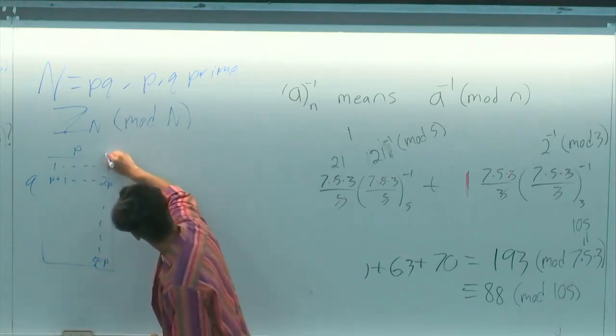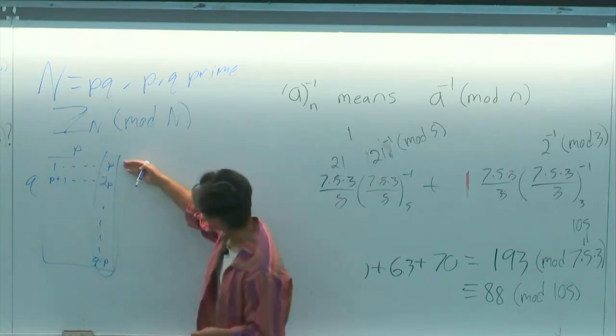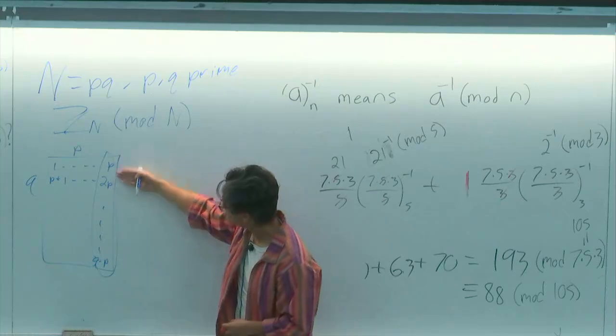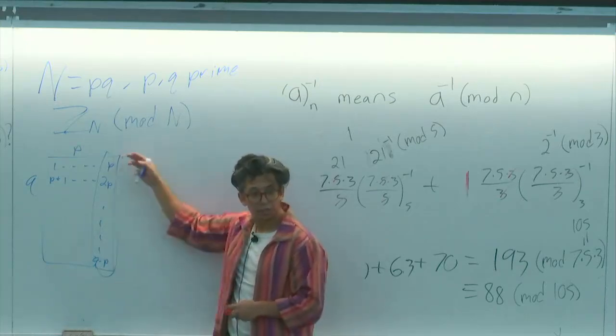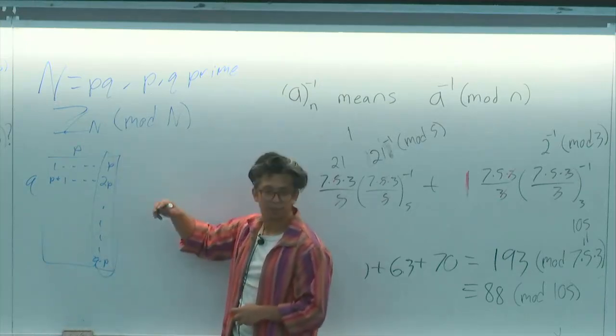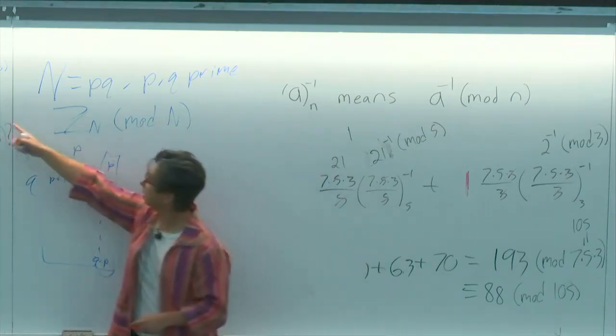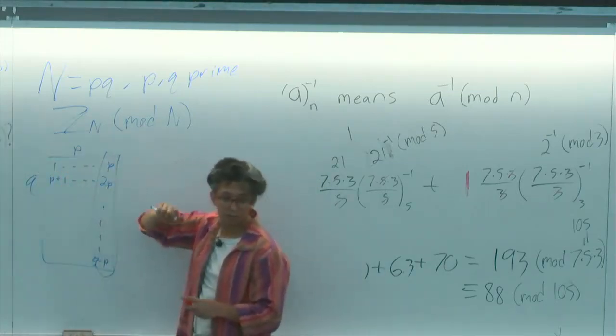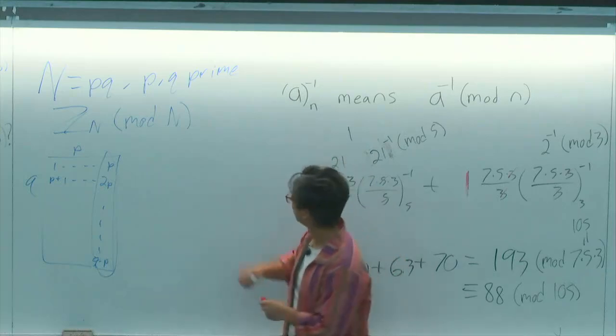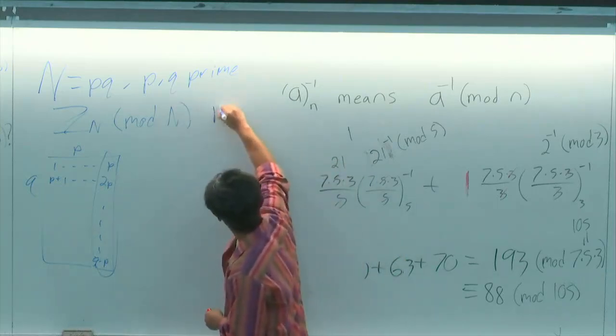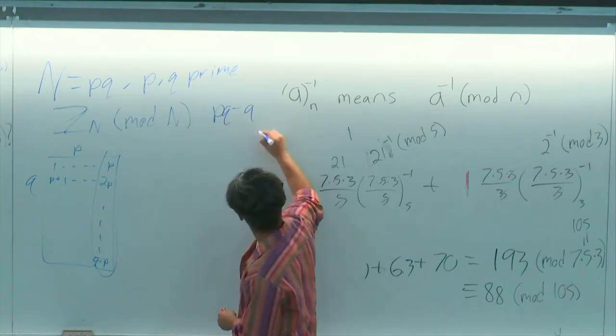That's going to be q violations, that is q numbers that have a factor of p, which is a no-no because we need the GCD to be 1. So there's pq elements. We can already subtract q.